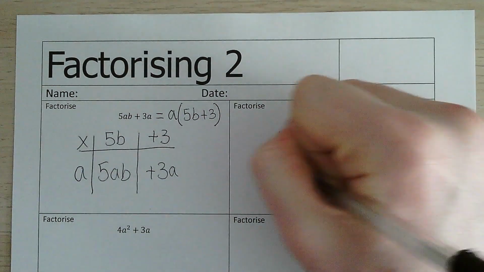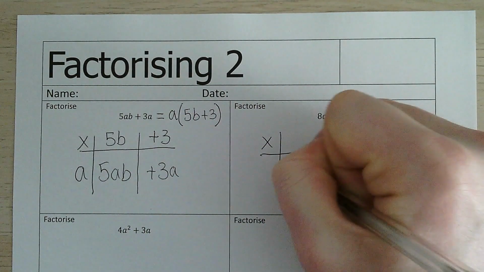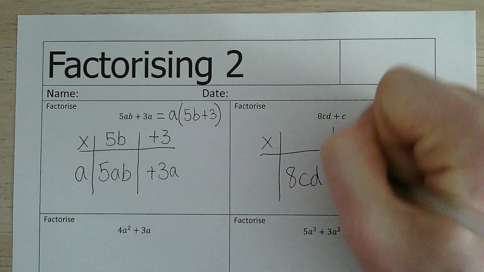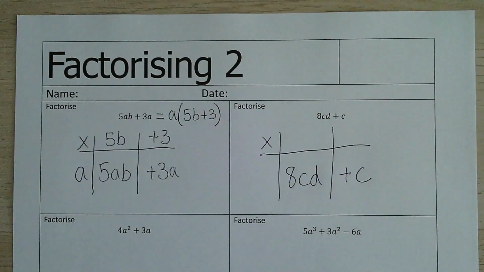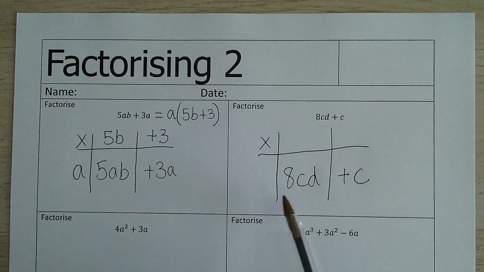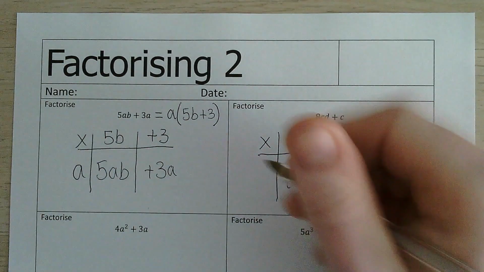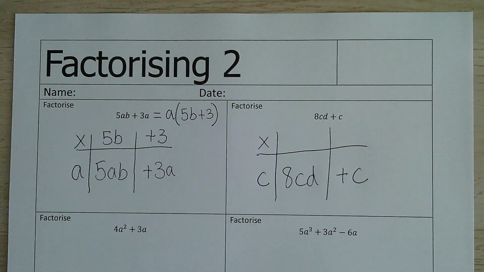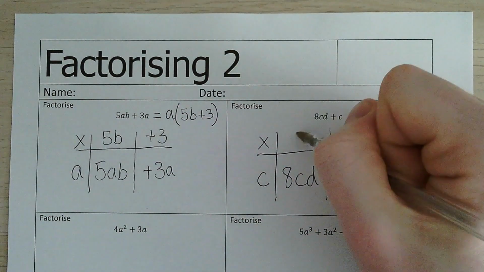Again, we start by drawing our grid method, and we're putting the terms in the question into the answer boxes. Once again, there isn't a number I can divide both of these terms by, so we're looking for a variable that we can divide them both by. Both of these terms have the variable of c, so we'll write that in on the left-hand side. 8cd divided by c, well, the c's will cancel out, so we'll be left with 8d.